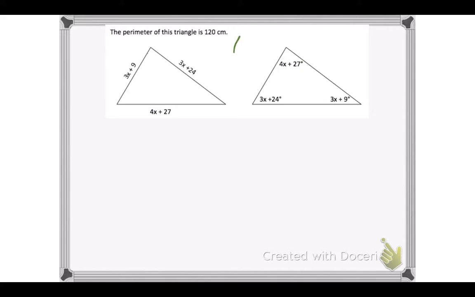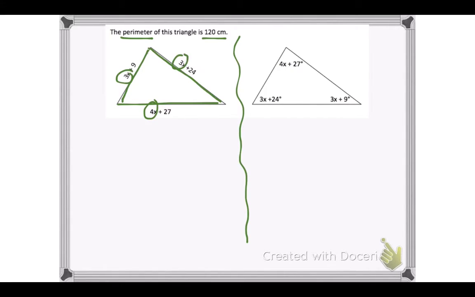Over here on the left, we're dealing with the lengths of the sides. And of course, the lengths of the sides is connected to the concept of perimeter. In this problem, the perimeter is 120. So how did they get 120? Well, they got 120 by adding up the sides. So let's go ahead and add up all three of these sides.